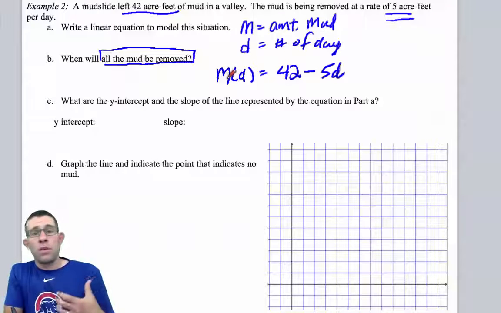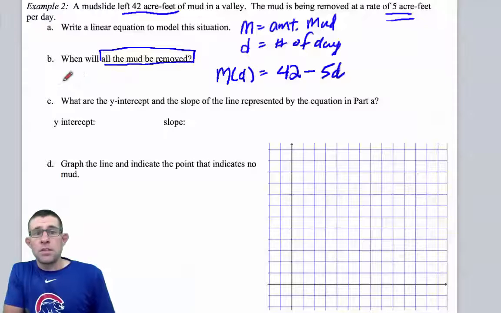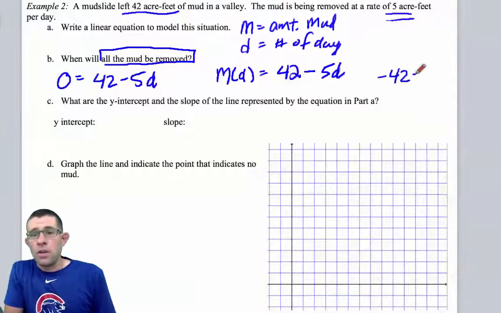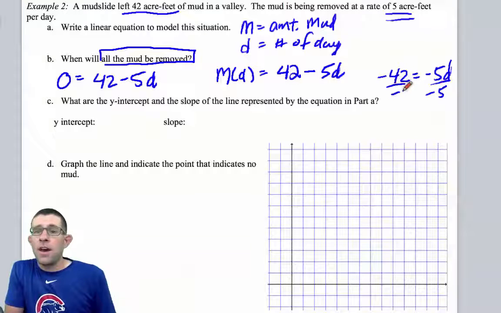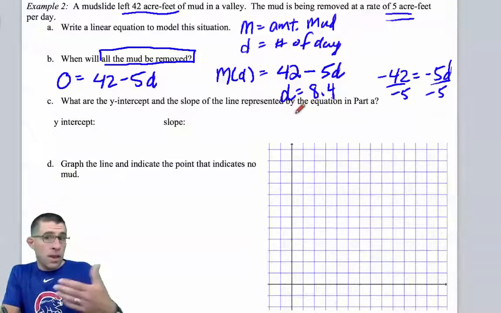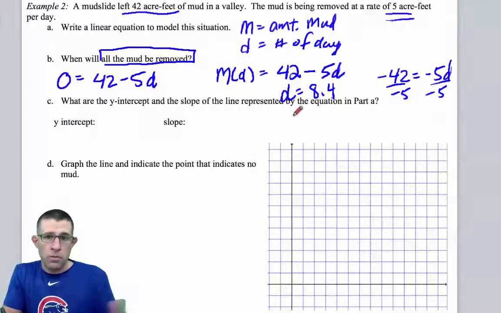In other words, when will m of d be equal to 0? So let's set 0 equal to 42 minus 5d, and we'll solve for d, the number of days it will take. First, we subtract 42 over to the left side, so we have negative 42 equals negative 5d. When I divide both sides by negative 5, I get the number of days d to equal 8.4. So after 8 days, between the 8th and 9th day, all the mud will be removed.